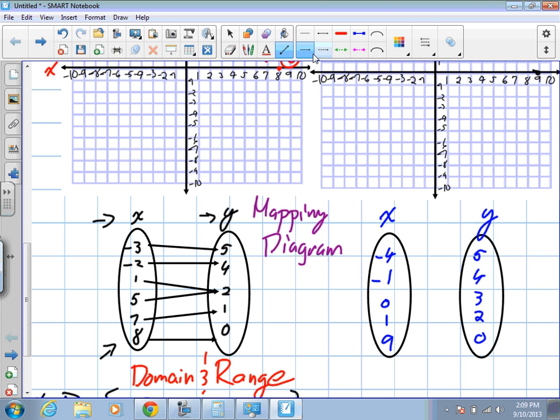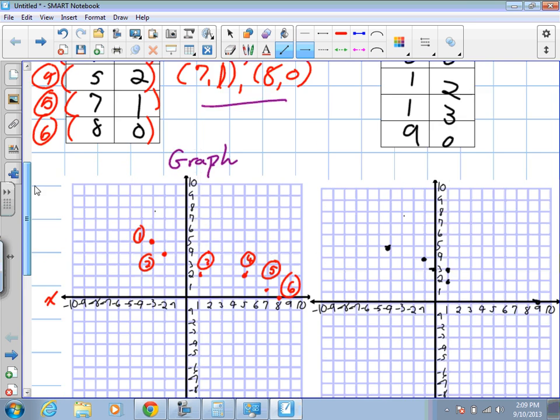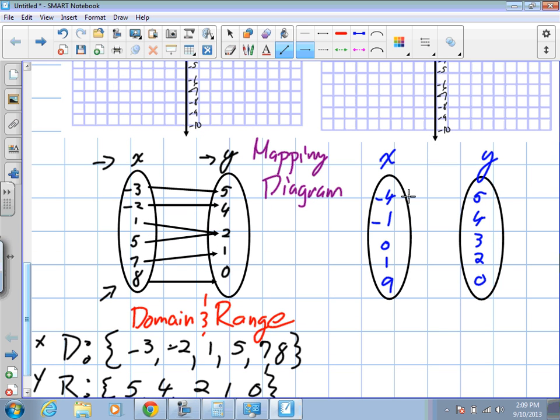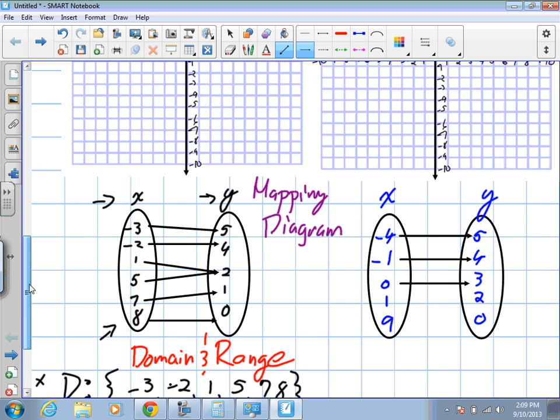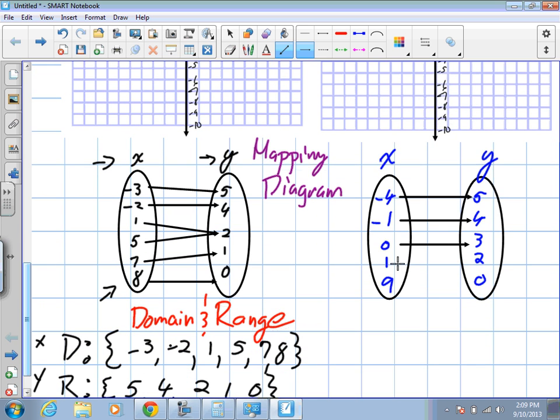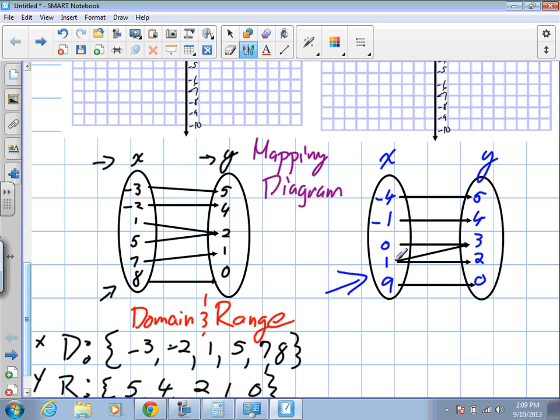First, we're going to match up -4 to 5 and -1 to 4. 0, I think, matched to 3. The number 1 matched to 2, and to 3, and 9 to 0. So, in mapping diagrams, you can also tell something's not a function. You'll notice that an x value will have 2 arrows coming from it. If you ever end up with that specific case, that means it's not a function.